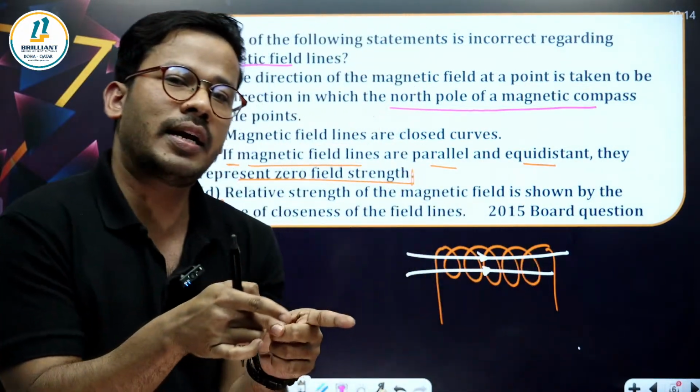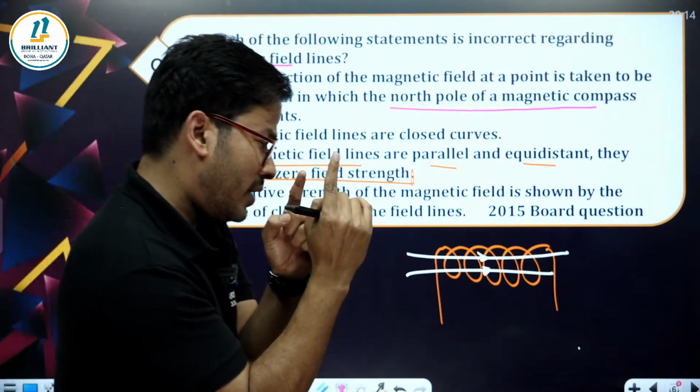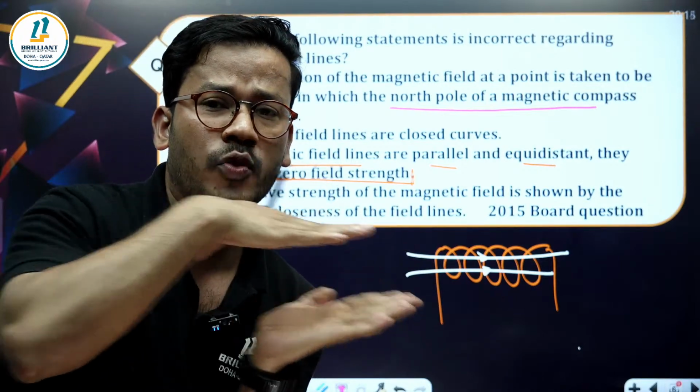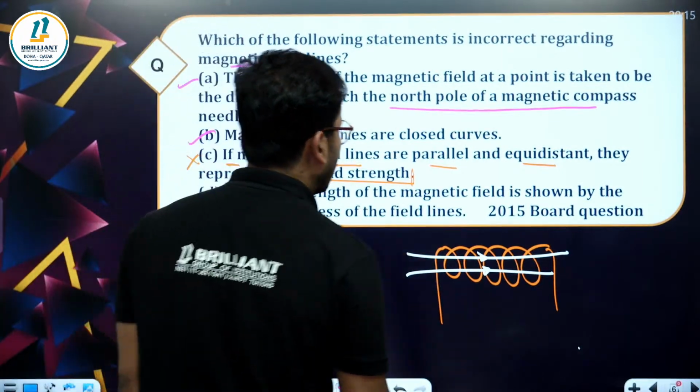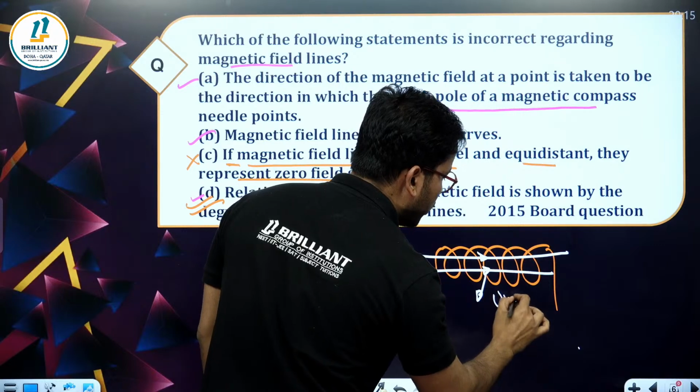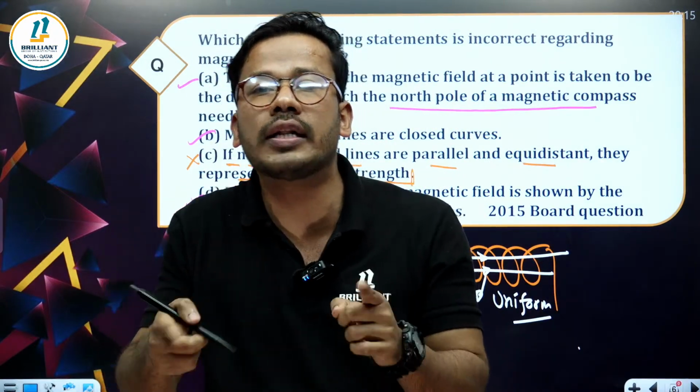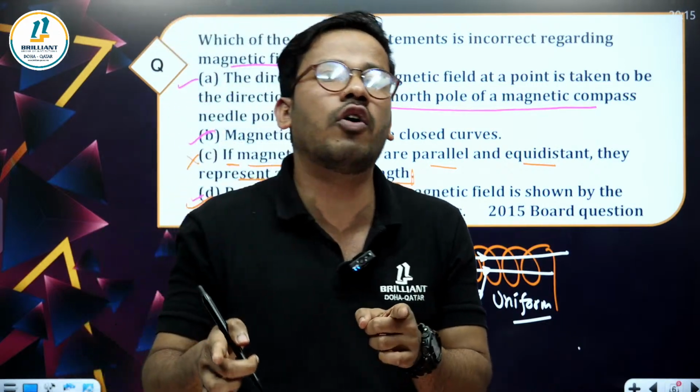If the magnetic field lines are parallel with each other, what happens? You will tell me, sir, they are uniform. Uniform means equal at all the points.